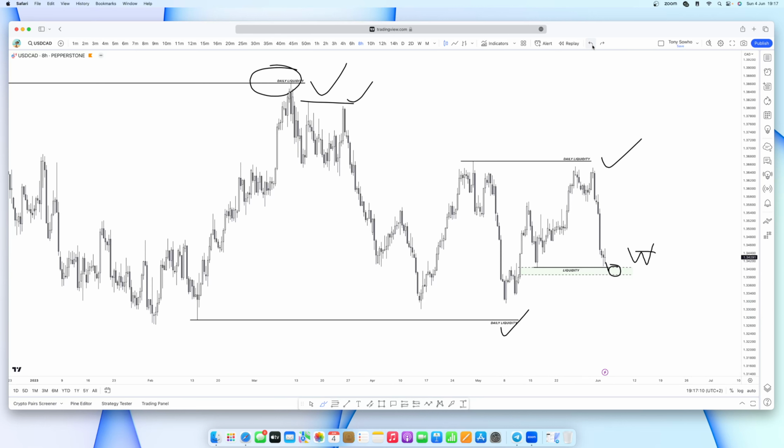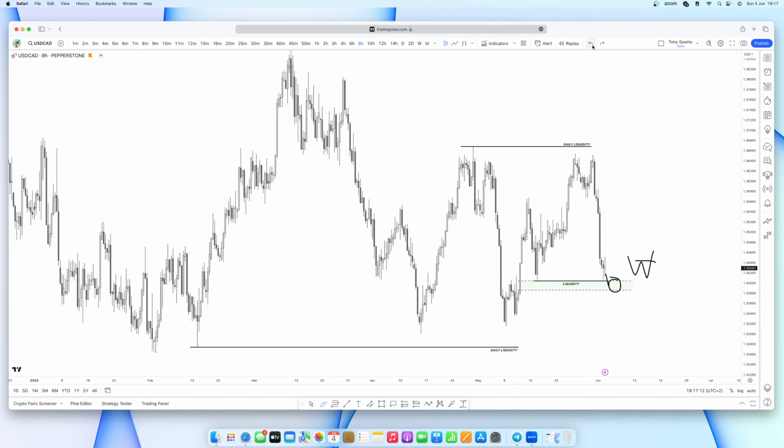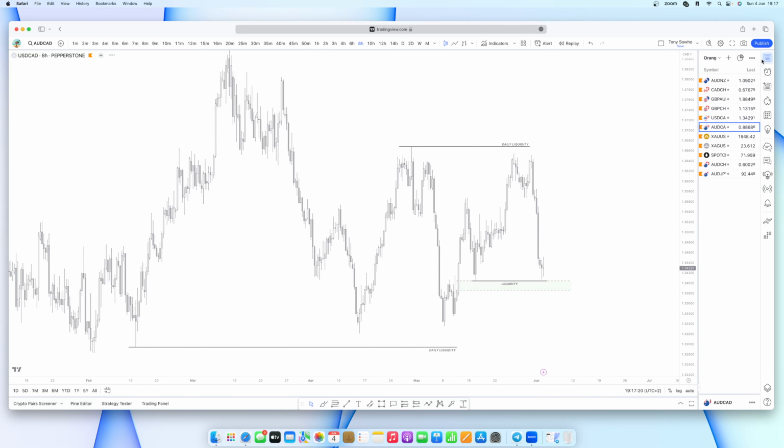Also for USD CAD. Right. So that's for USD CAD. And then for AUD CAD now.